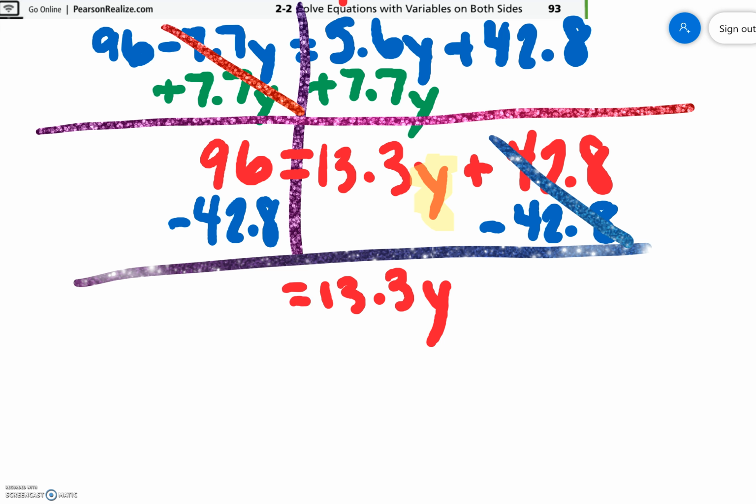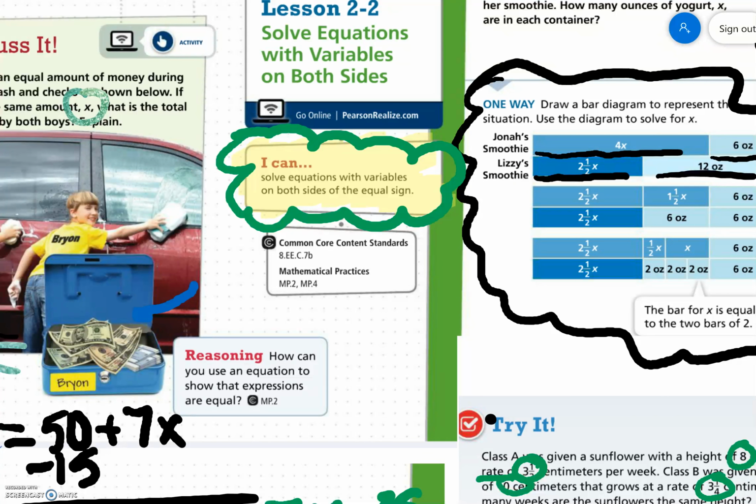All right, 8th grade, say it with me. I can solve equations with variables on both sides of the equal sign.